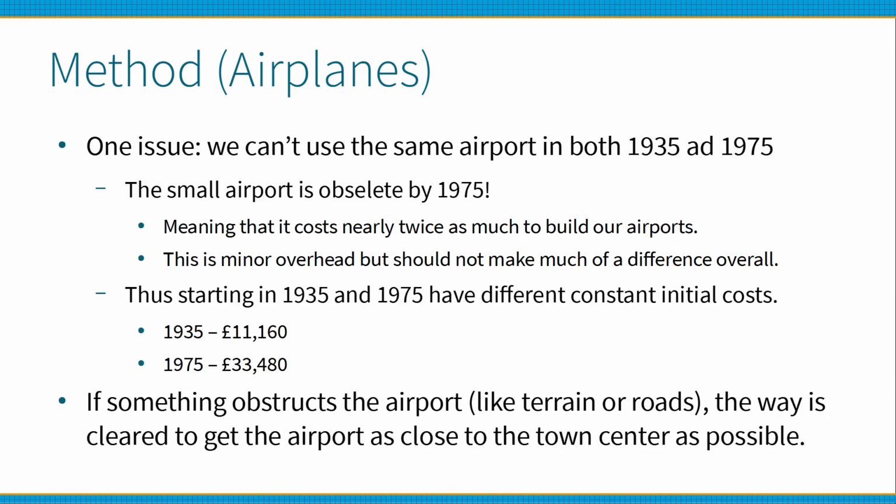One issue that we have here is that if we are in 1935 and 1975, the small airport isn't available, which means that the initial amount of money available to us is not the same, and we're going to have to account for that. If we need to fit an airport in, we're going to try to take the path of least resistance to get it as close to the town center as we can. And this can in turn affect the initial size of the fleet.